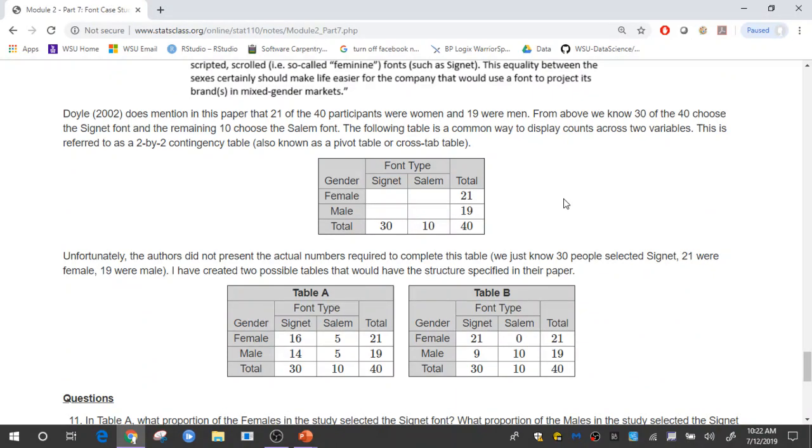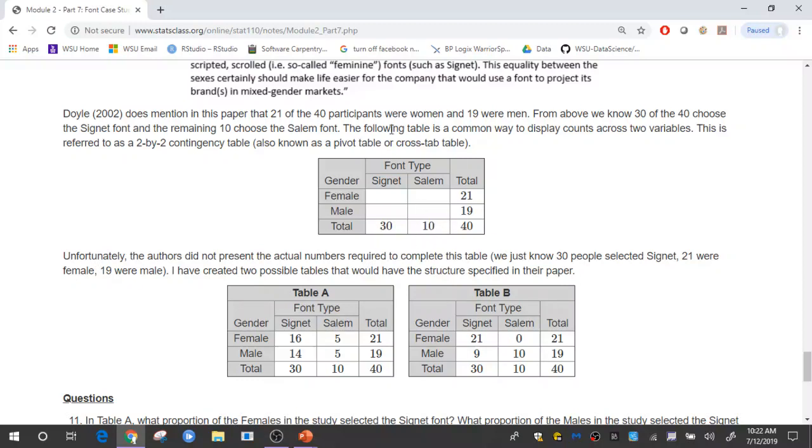Now, in that article, they told us that 21 of the 40 respondents were women and 19 were men. Okay, so we can see 21 total females here in the table that I've constructed, 19 total males here. From the analysis up above, when I combined the two genders together, I knew that there were 30 individuals that picked the Signet font and 10 individuals that picked the Salem font.